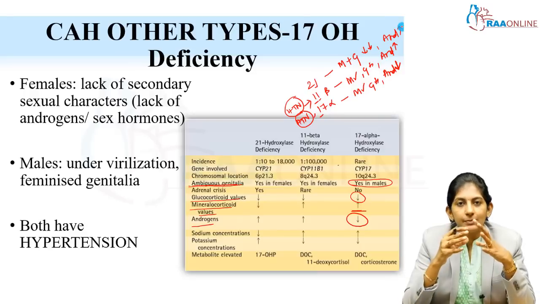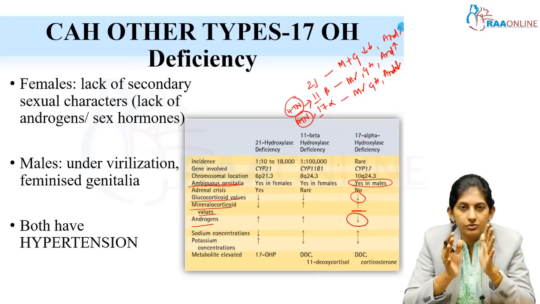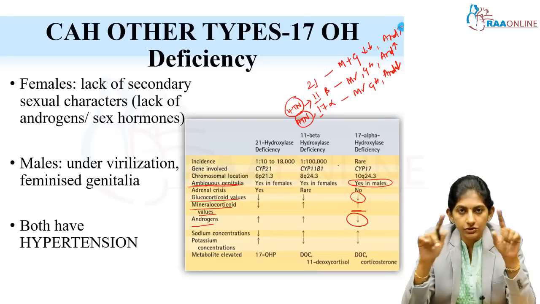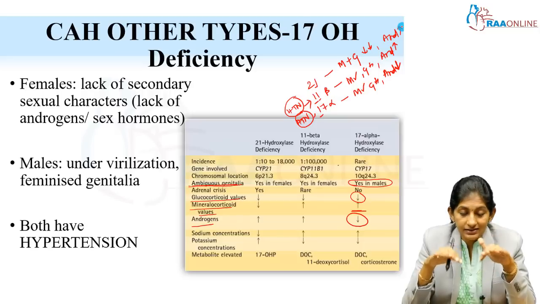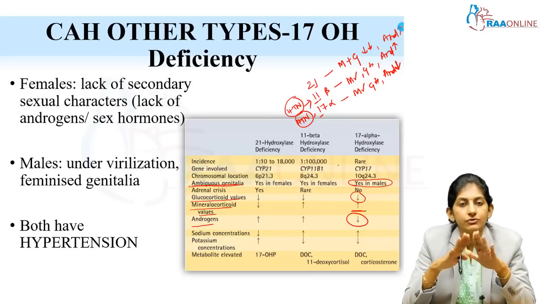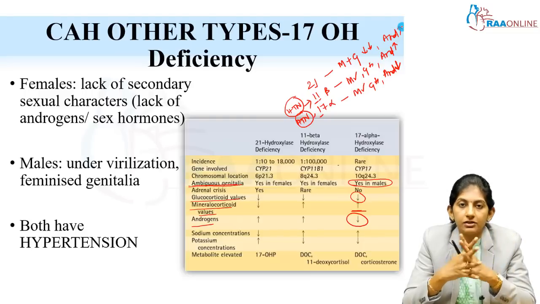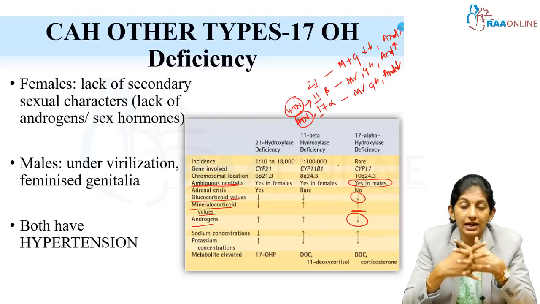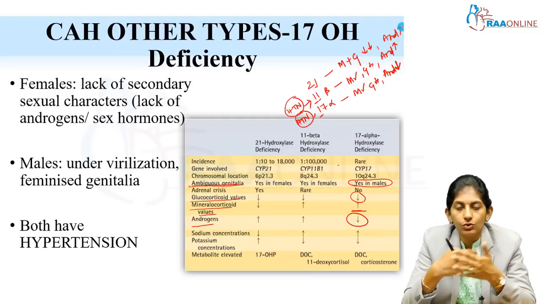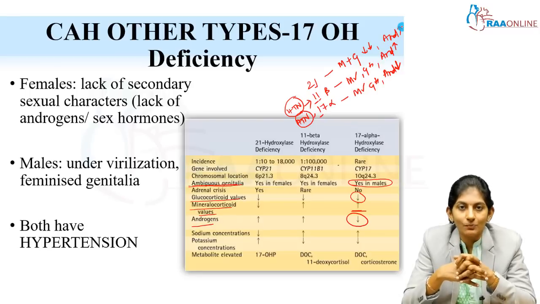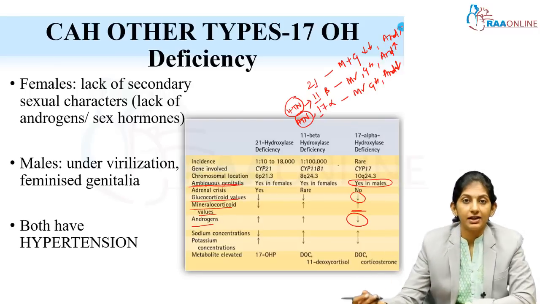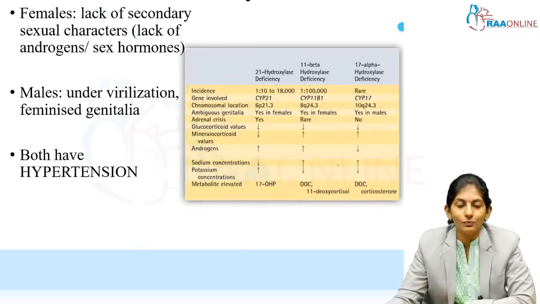So, just remember some mnemonics and also, very importantly, remember the steroidogenesis pathway. If you are thorough with at least these 3 types of CAH, you will be able to diagnose 99% of the CAH cases in your clinical practice, and you will be able to write the same in your exams also. So, I hope I have simplified the CAH topic for you. Thank you.